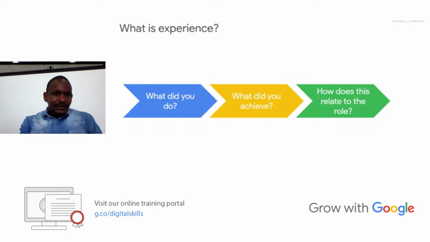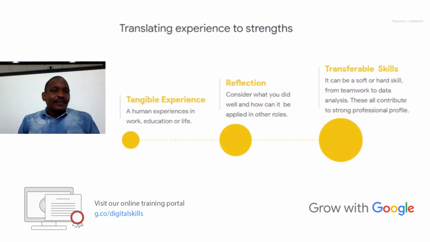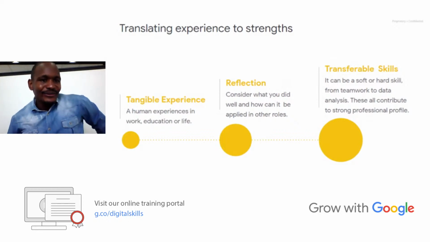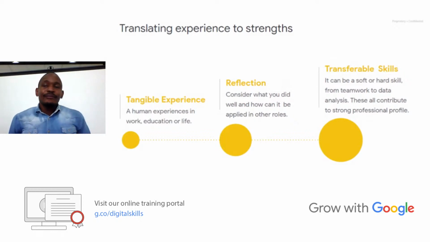And coming to the next, third thing, which is translating experience to strengths. I know most people have been having problems with this. How do you translate your experience to be your strength? There are some tangible ones, there are some that you can reflect on, and there are some which are transferable skills. When you're talking about tangible experience, it means, for example, a human experience in work or education or life. You can easily find them, the ones where you say, I've been working in this particular industry, I have this experience. Because of the duration that you've been there and looking at everything that you've done at that particular time, you can easily tell us, this is whatever I've been doing, and this is something that I think is good for us.